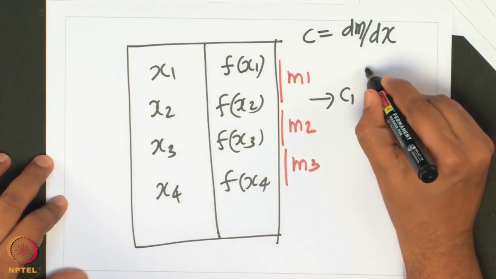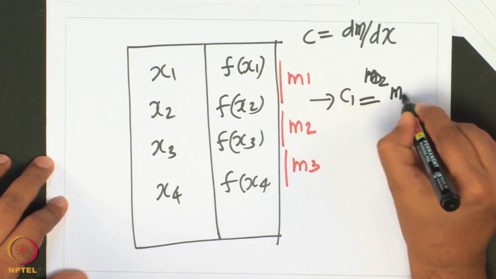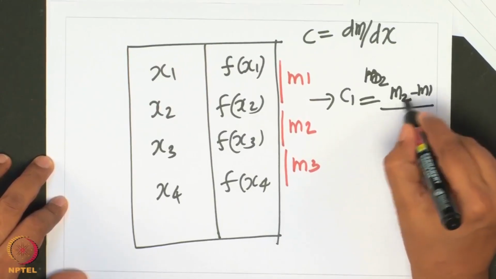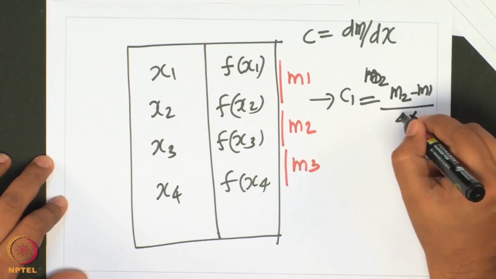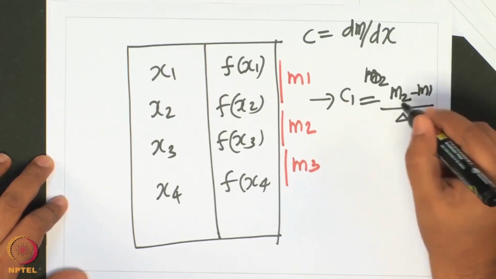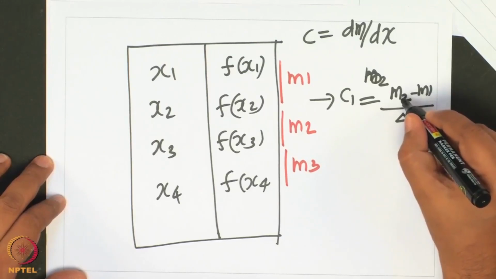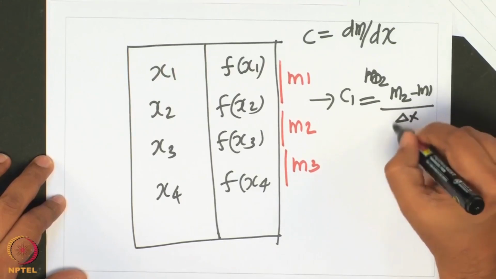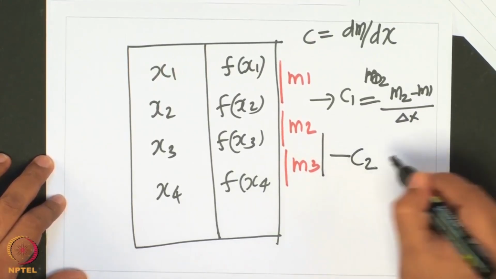So you could take m2, so you could write c1 as m2 minus m1 divided by the corresponding x values for this, right? Delta x for this. So if you do this properly, m2 itself has a delta x. m2 is f of x plus delta x minus f of x divided by delta x. So we have another delta x here. Similarly, between these two I can calculate c2.